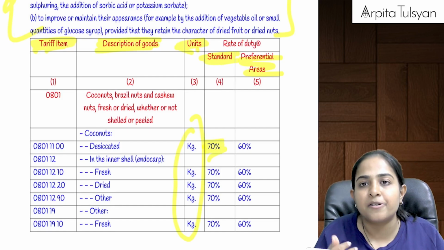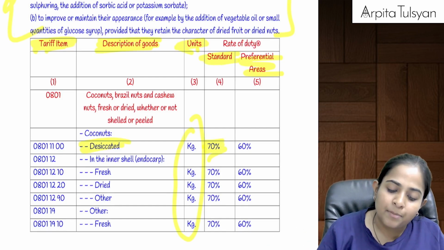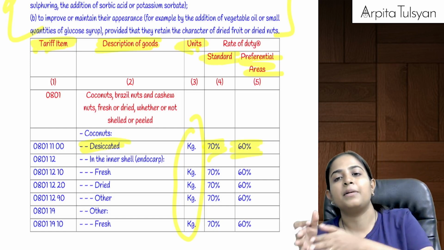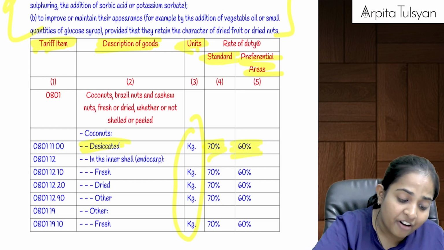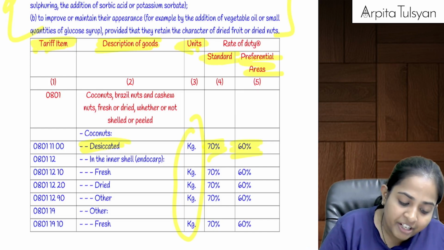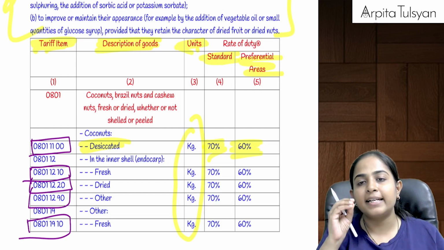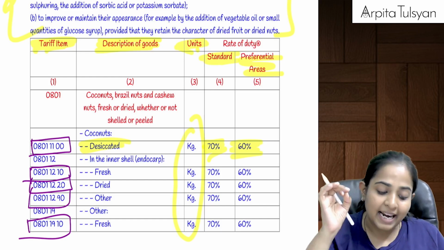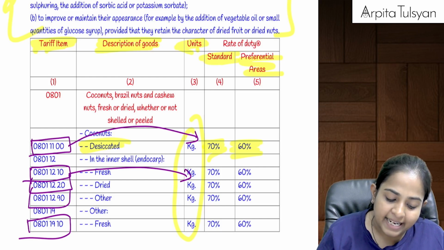So the 70% denotes what? This denotes your customs duty. But if the same product is imported from some preferential area, then the 60% rate will become applicable, right? Now the one which has the full 8 digits, that is your final tariff item and that is your final HSN code. And if you see, the rates are written only beside them.